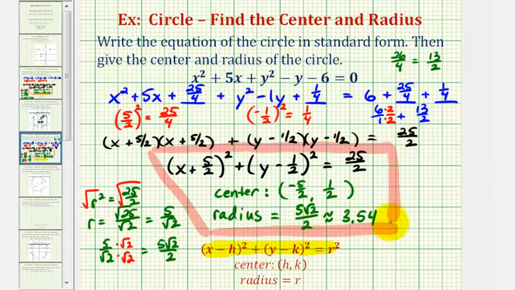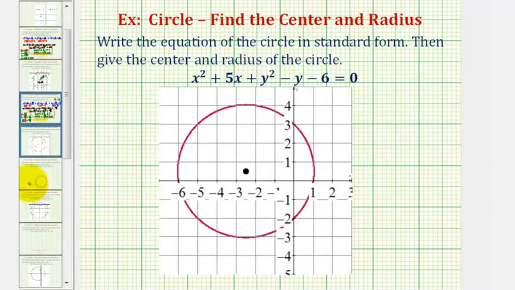Let's take a look at the graph of this as well. This black point is our center with coordinates negative 5 halves or negative 2.5, 1 half. And if we sketch the radius, or a segment from the center to any point on the circle, let's say this segment here, it would have a length of 5 square root 2 divided by 2, which again is approximately 3.54.